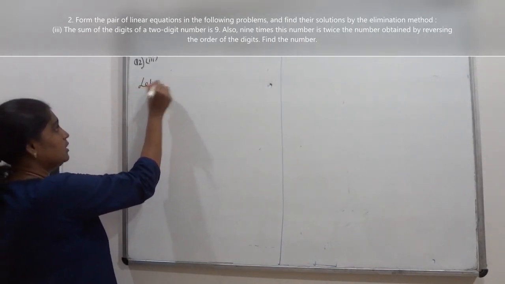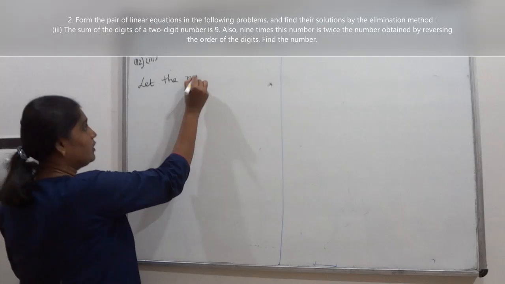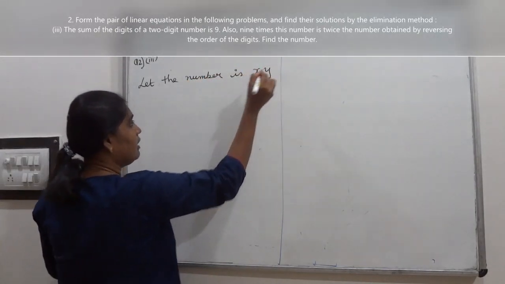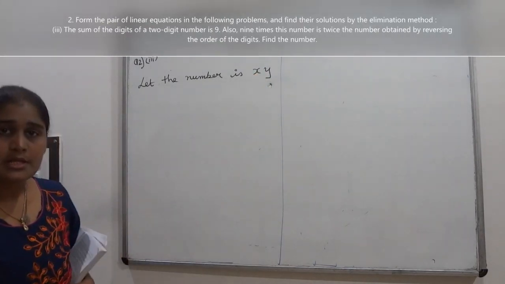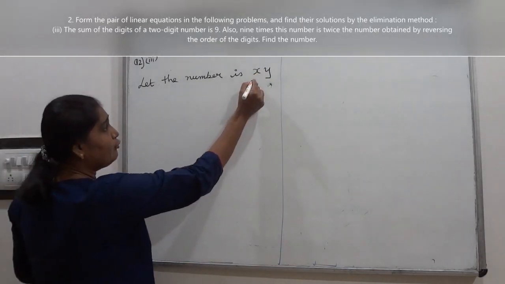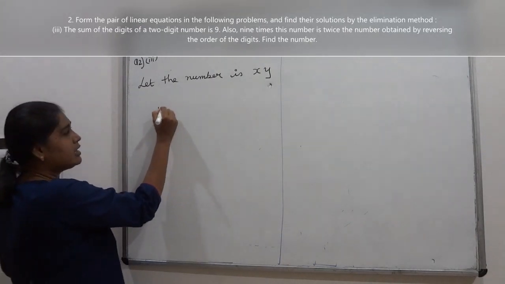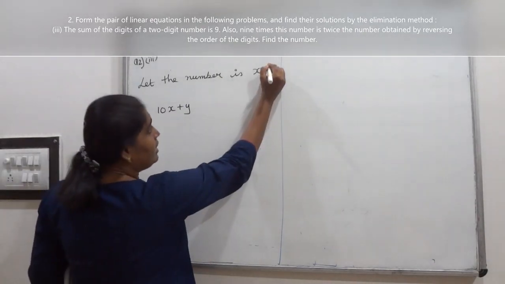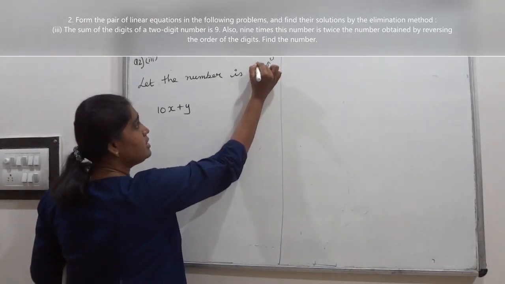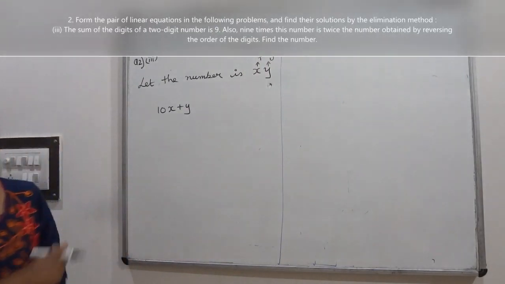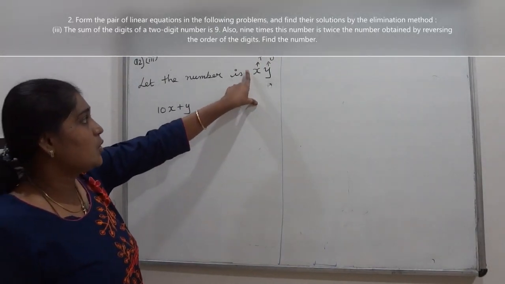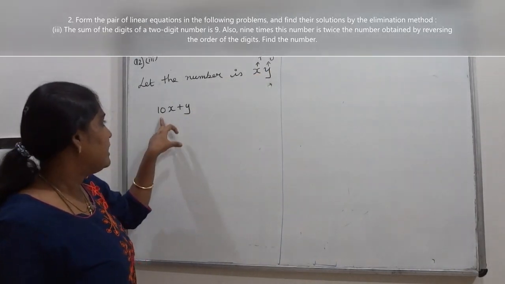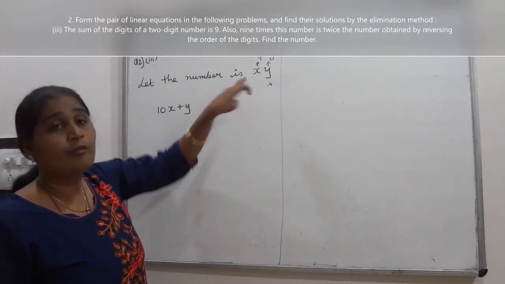So let the 2-digit number be xy. I have taken the 2-digit number as xy. So the expanded form of this number will be 10x plus y. Why am I writing like this? See, y is in the unit place, x in the tens place. So I have written tens place as 10x, and unit place as it is. Unit means ones place. So 10x plus y is the expanded form of the number xy.